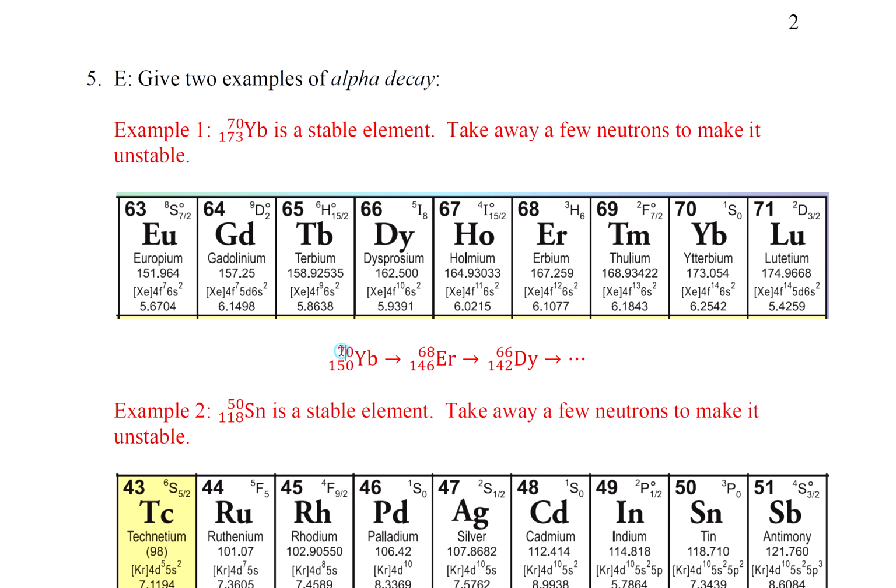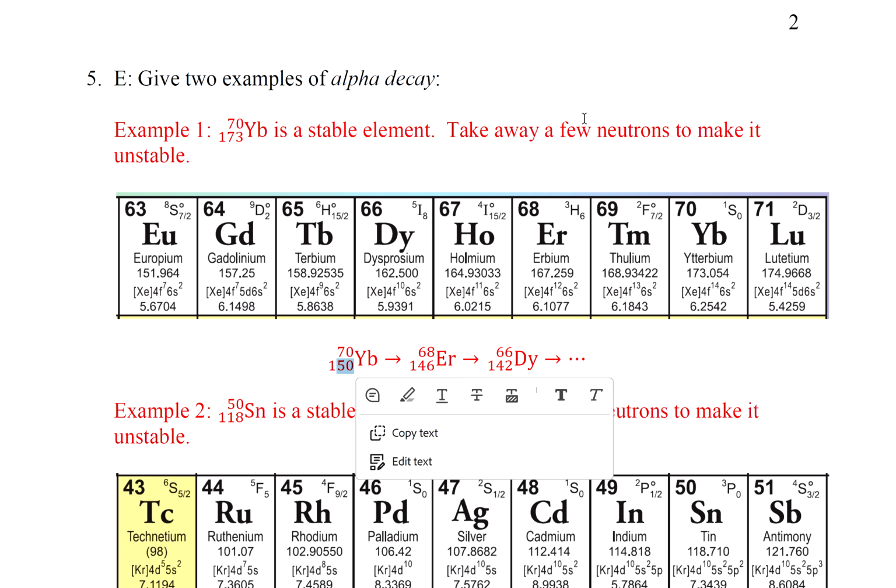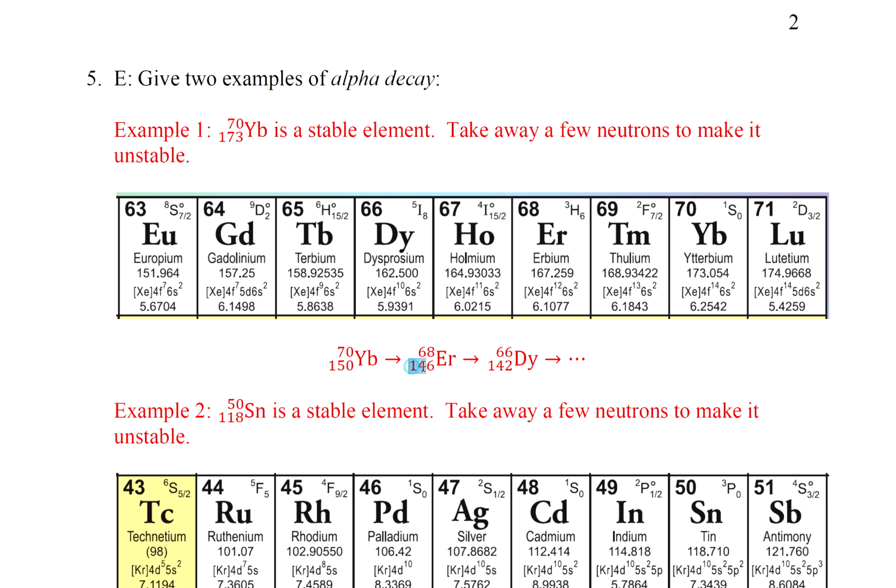The 70 protons, and I'm highlighting it here, become 68 protons. And the 150 protons plus neutrons becomes 146 protons plus neutrons. And now I go from Yb to Er, erbium. Now it's going to undergo alpha decay again. So it's going to go from erbium to Dy, dysprosium.